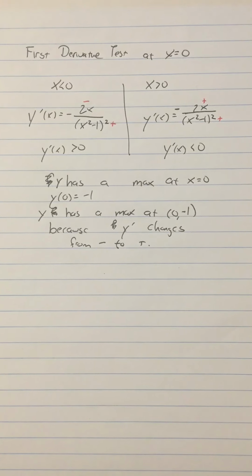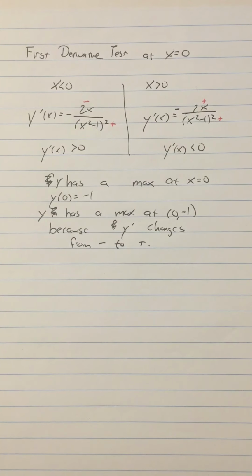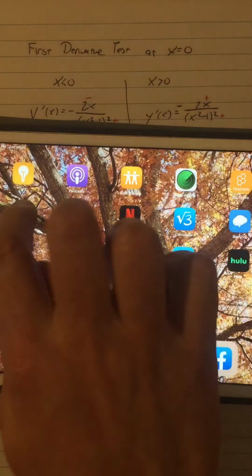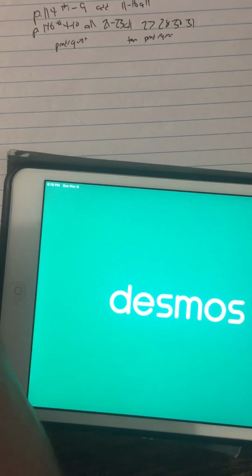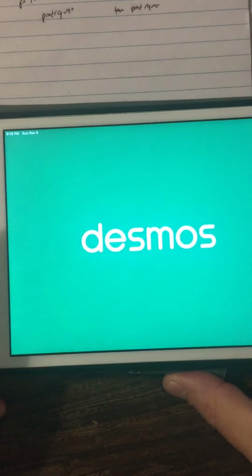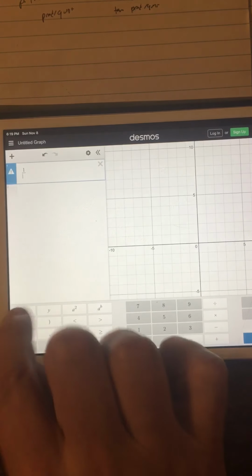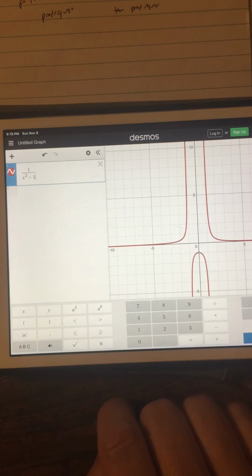So let's see if we can take a look at that. Let's try and take a look on the old Desmos. I didn't set this up beforehand. So let's see. Our original function was 1 over x squared minus 1. So let's just see what that looks like.